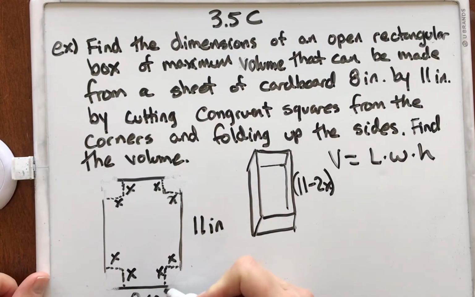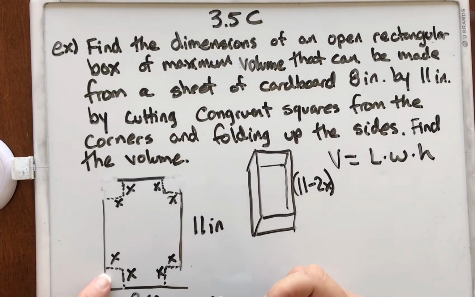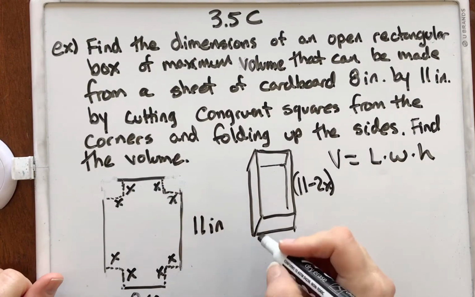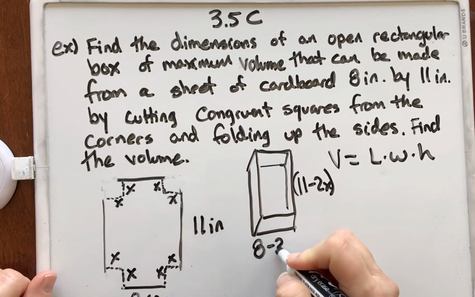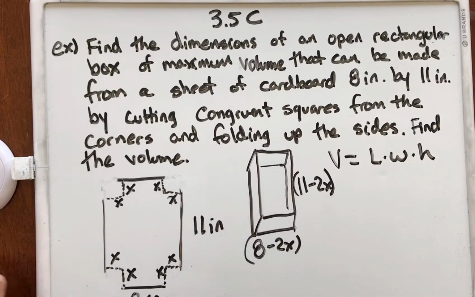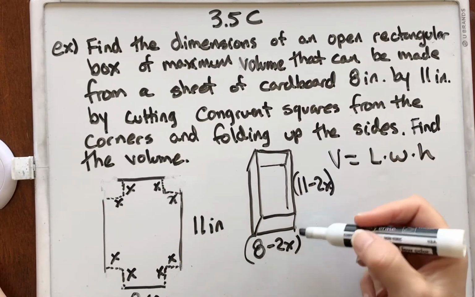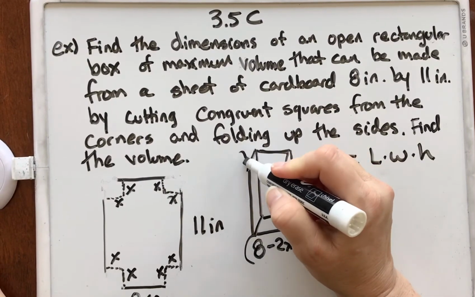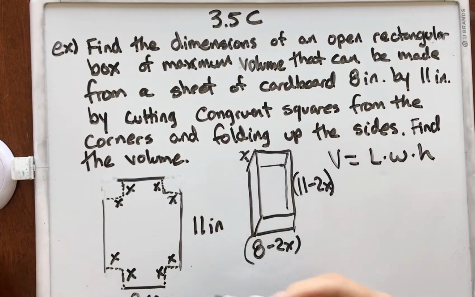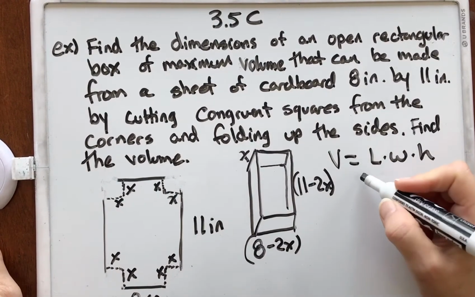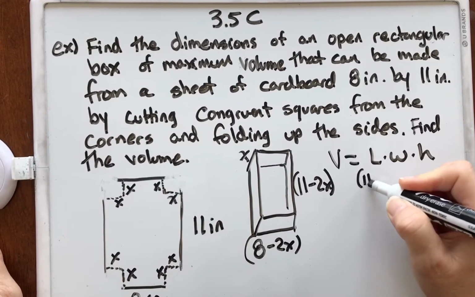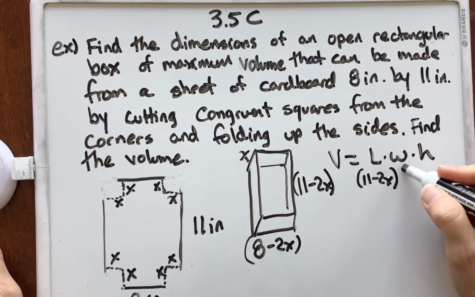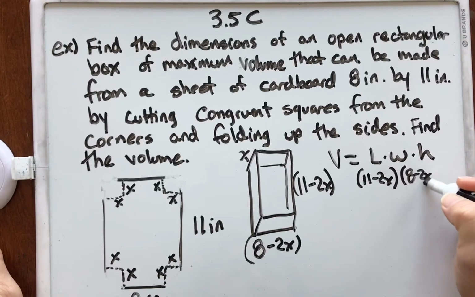Now this is 8 inches all the way across, right? But we cut off this x and cut off this x. So this is going to be 8 minus 2x. Okay. So we have the length, we have the width. Do we have the height? Well, yes, we do. Our height is x because that's what we cut off and we folded it up. So let's go ahead and write our equation now. Volume equals length, which is 11 minus 2x, times width, which is 8 minus 2x, times height, which is x.